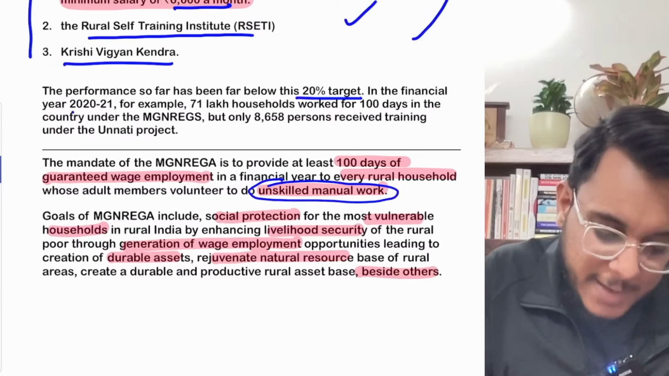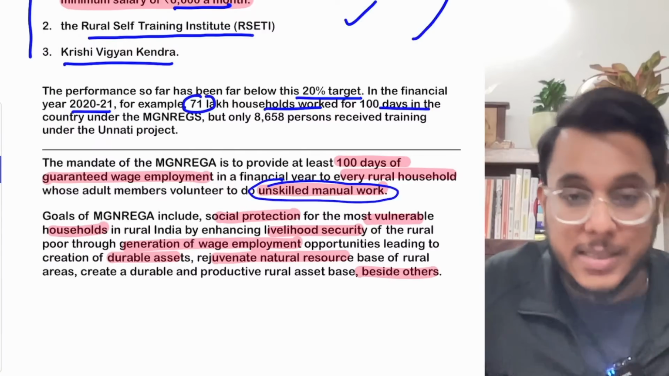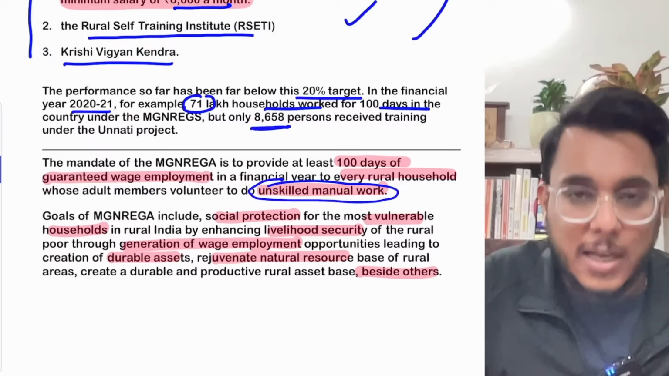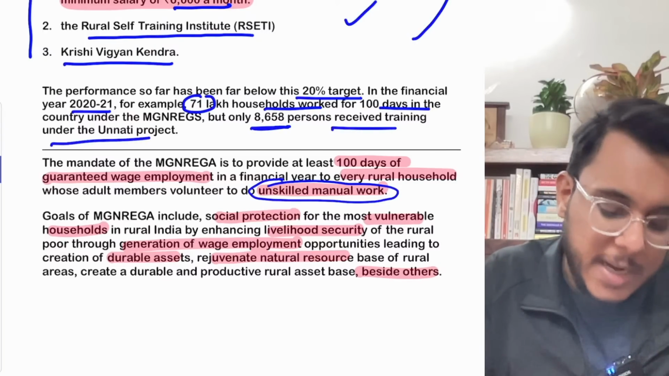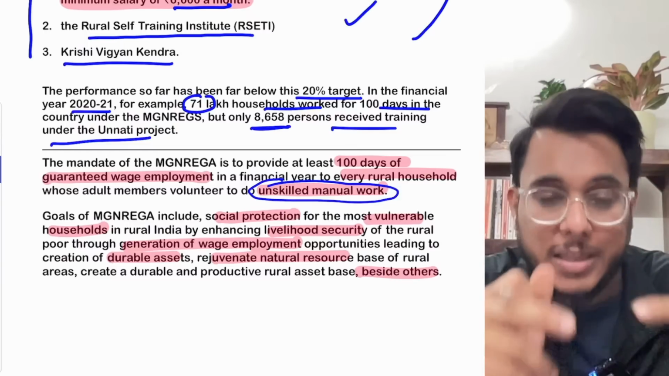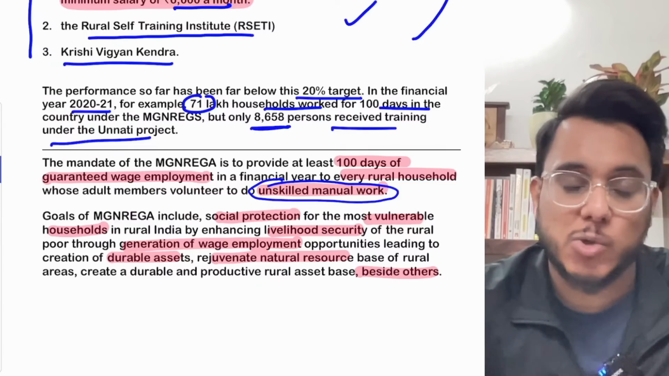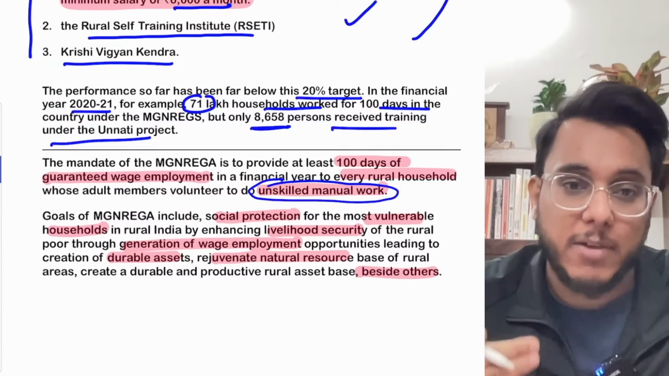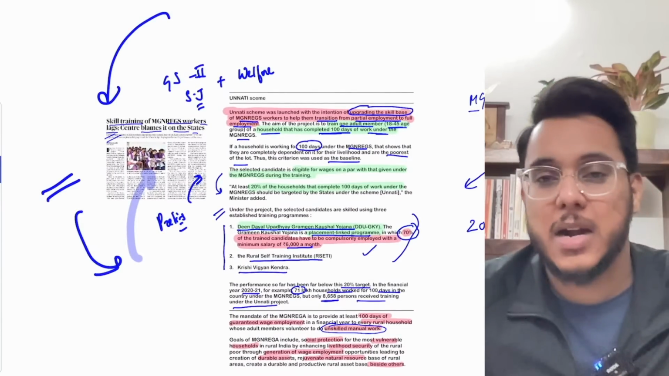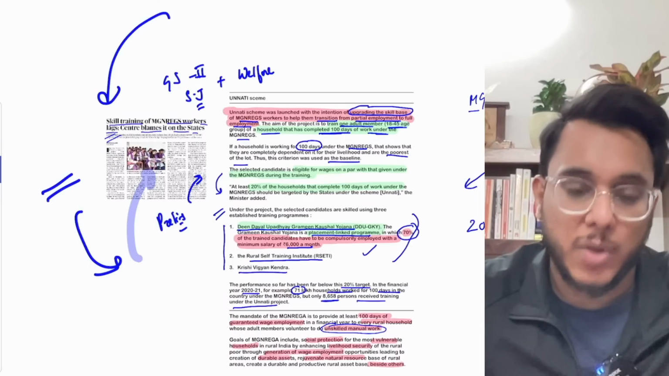But in the financial year 2020-2021, 71 lakh households worked for 100 days in the country under MGNREGA, but out of that 71 lakh, just 8,600 persons received training under the Unnati. So translation from MGNREGA to Unnati has been very weak, and the government needs to work here, particularly the state governments. So this is something that has come out of this particular article. So that is all guys about it. I hope that you have understood it, and now we'll be moving to the next article.